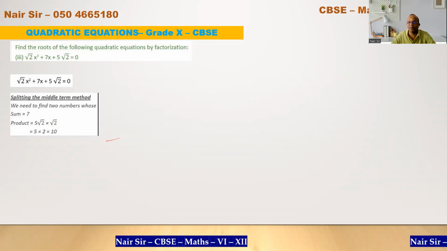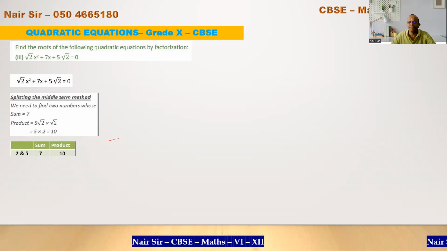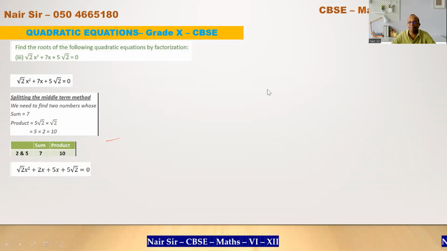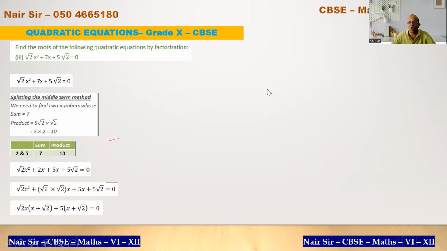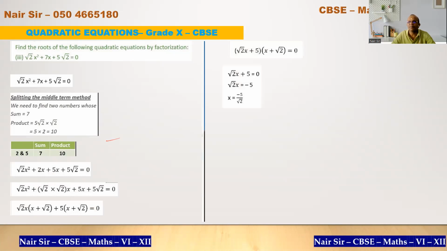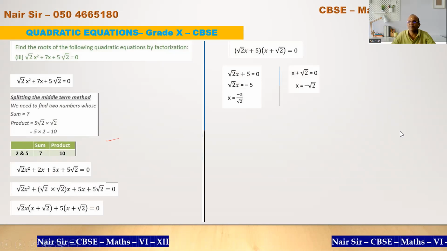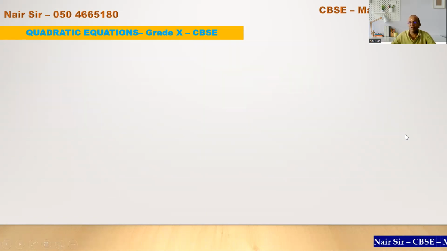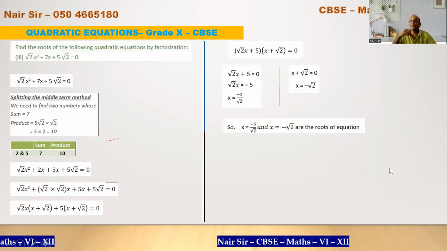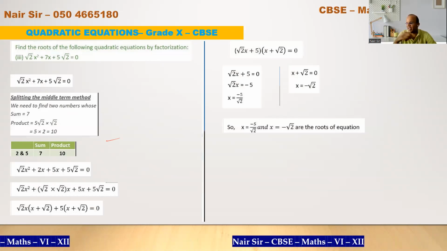Okay, let's see how to do it step by step. Splitting the middle term. The sum has to be 7. Product has to be 10. Substitute. Solve. That's the answer. You're with me? Fantastic.